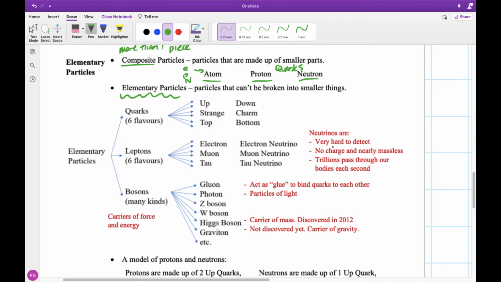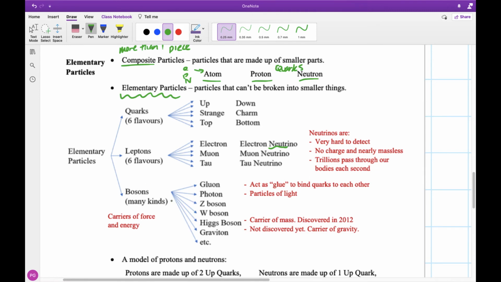These neutrinos are really hard to detect. They're super, super small. They have no charge, right? Neutral, neutrino. And trillions actually pass through our bodies, and that's because they're so small and they have no charge.